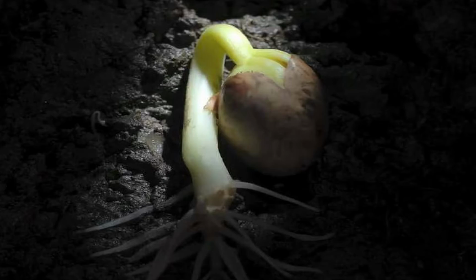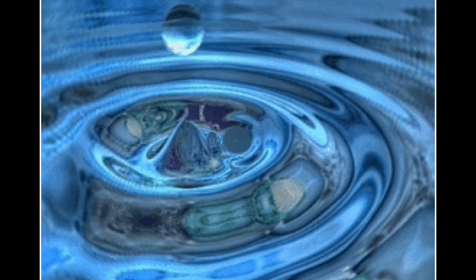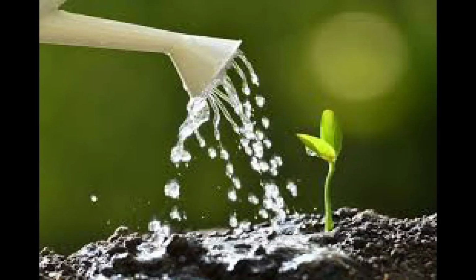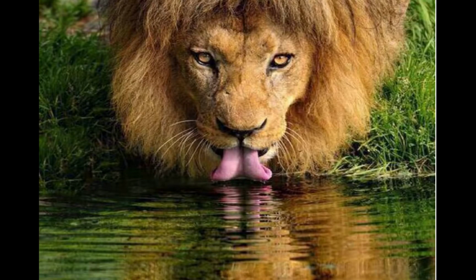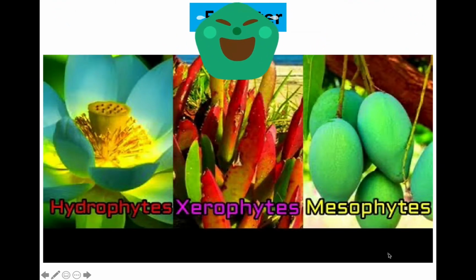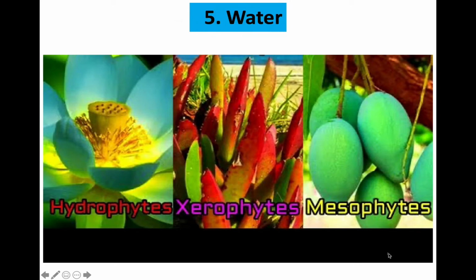Another example of an abiotic component is water. Now we know that water is very, very important, children, for the survival of all living organisms. Let's look at plants. Now plants are adapted with regard to their water needs, and they are divided into 3 types. We get the hydrophytes, mesophytes, and the xerophytes. How are they different?